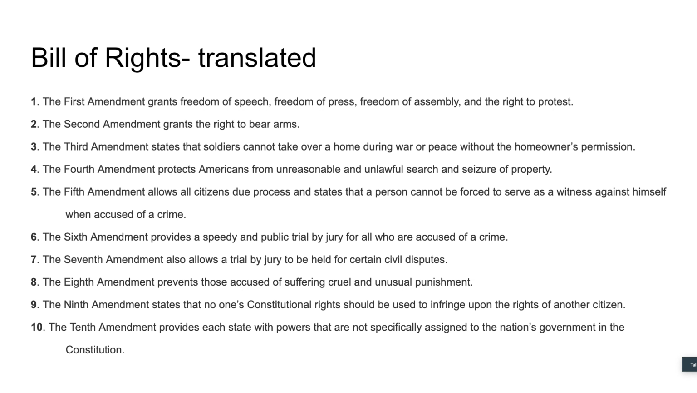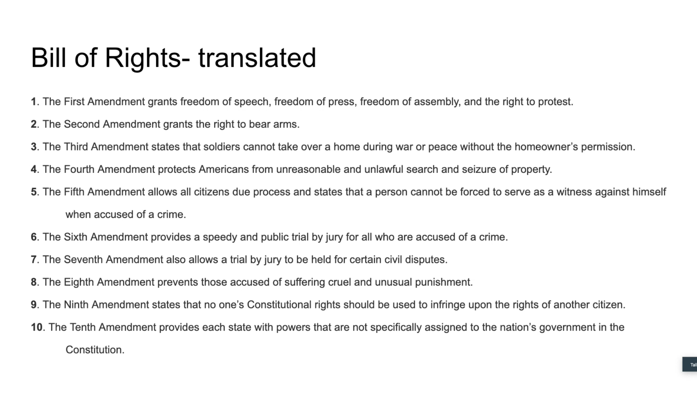So the First Amendment is probably the one that is the most known and the one that we associate the most with the Bill of Rights, and that's where we're guaranteed freedom of speech, freedom of press, freedom of assembly, and the right to protest. It's also where we have freedom of religion. But what that technically means is, for example, you are free to express your opinion. You are free to get information from the media.